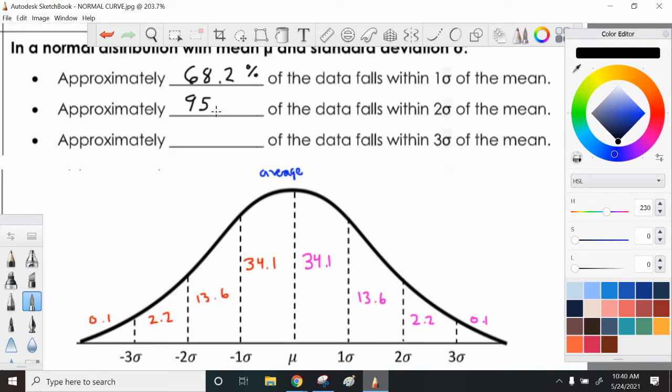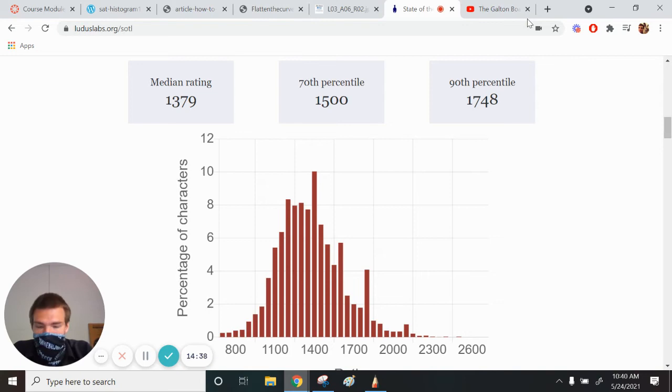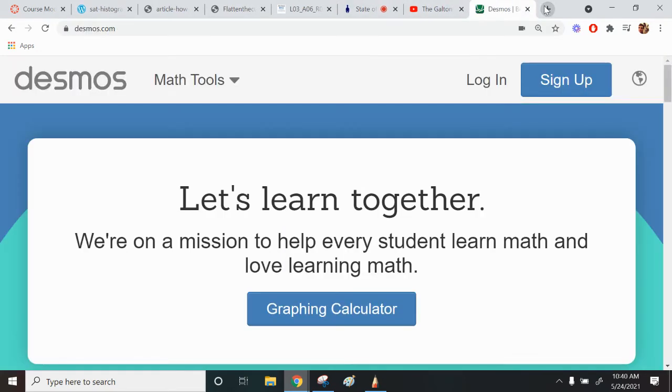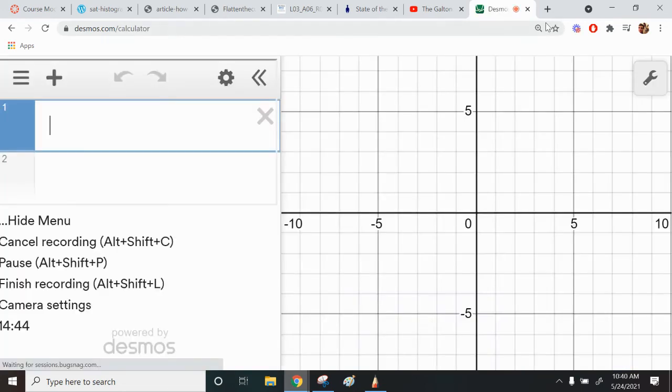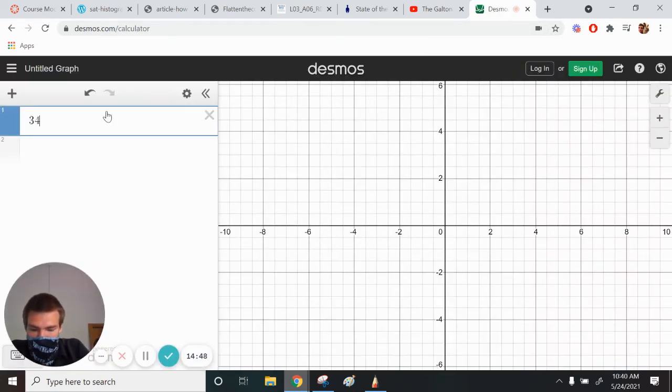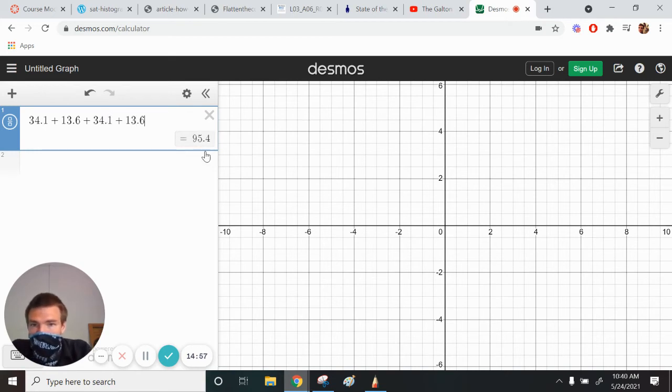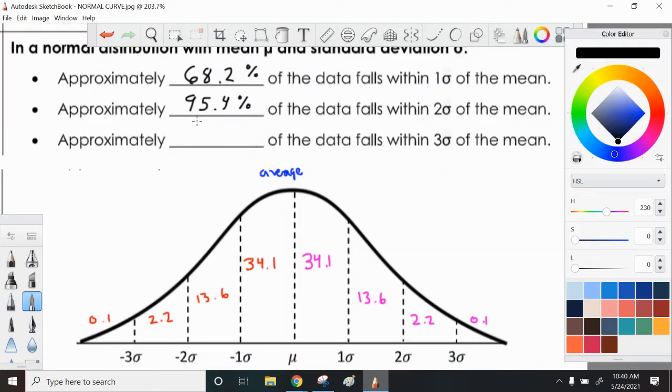I really don't want to get this wrong. I don't have these numbers memorized. 95.4 should be. Let's calculate it. 0.1 plus 13.6 plus 34.1 plus 13.6. 95.4. Perfect. And then, of course, if we add in these extra 2.2s, we're going to get to 99.8%.